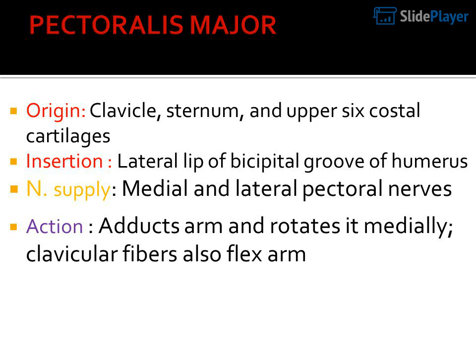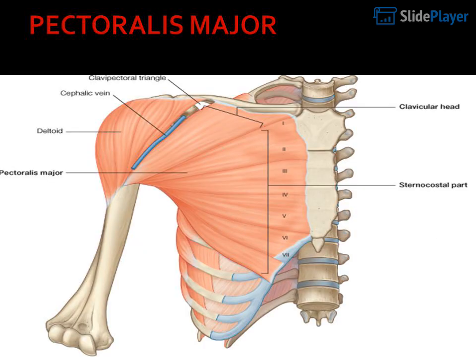Origin: clavicle, sternum, and upper 6 costal cartilages. Insertion: lateral lip of bicipital groove of humerus. Nerve supply: medial and lateral pectoral nerves. Action: adducts arm and rotates it medially; clavicular fibers also flex arm.